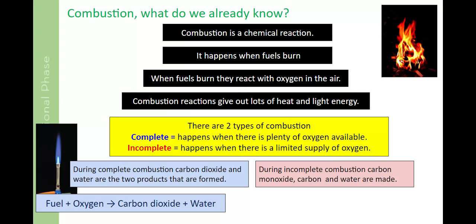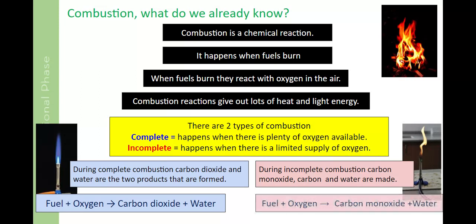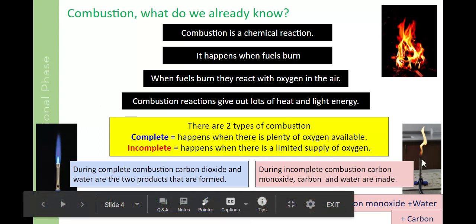So complete combustion, you just get carbon dioxide and water. Incomplete combustion, you get carbon monoxide, water, and carbon. And if we close the collar on a Bunsen burner, we're actually stopping the oxygen from getting in and reacting with the methane gas in the chamber. Therefore, it is burning incompletely, and that's why we've got an orange coloured flame.